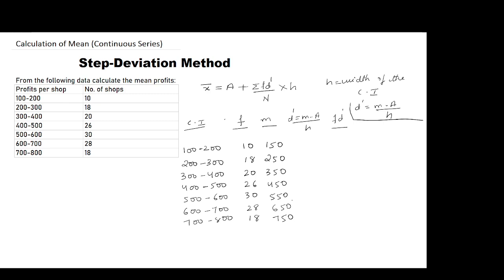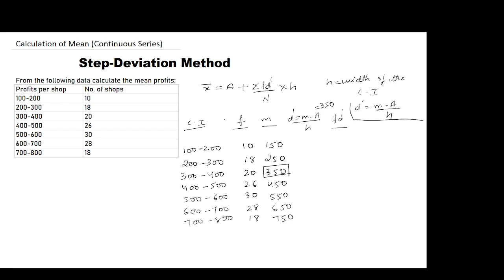Now our next calculation is d dash. So d dash is equal to m minus a divided by h. M is nothing but the midpoint. Just now we have calculated. A is assumed mean. So any value from the calculated value of m should be taken as assumed mean. In my previous video, I have taken 450. Here I am taking a is equal to 350. You can take any value from the m value. So here I have taken a is equal to 350.